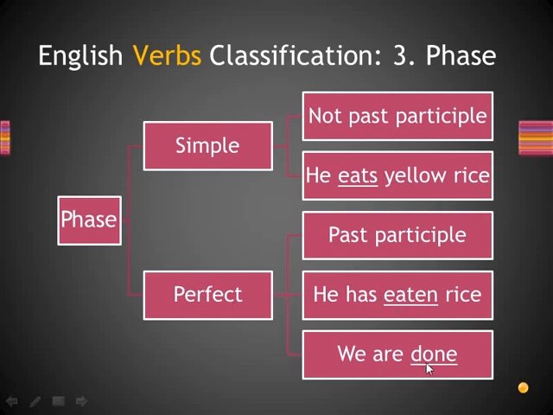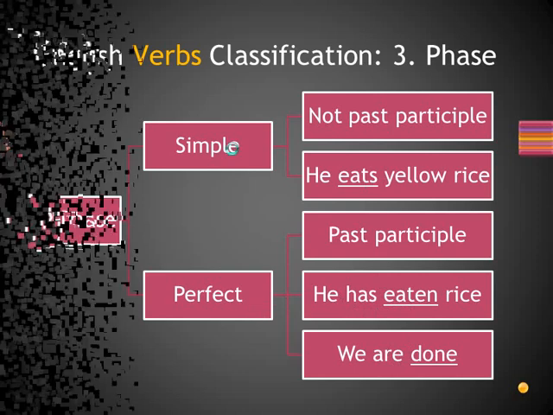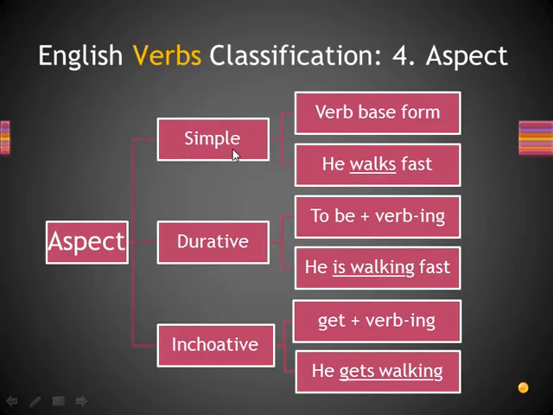Or also, for example this one, stative passive, here we also analyze it as perfect phase. Maksudnya apa di sini? Bahwa dalam sebuah kalimat kita harus memperhatikan apakah ada di sana penggunaan past participle yang biasanya diawali dengan auxiliary have, has, had, atau juga diawali dengan to be. Kalau iya, maka analisanya dia adalah perfect, kalau tidak dia adalah simple. Okay, now let's move to number 4, the aspect.